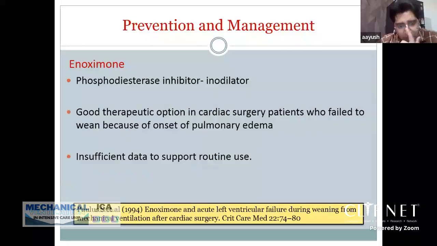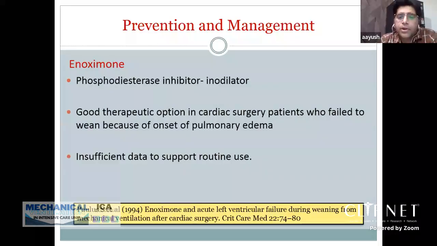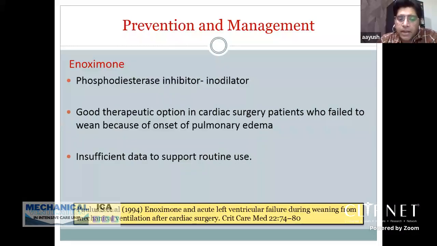Inoximone seems to be a good therapeutic option in cardiac surgery patients who fail to wean because of pulmonary edema, but there is insufficient data to support the routine use of inoximone. Inoximone is a phosphodiesterase inhibitor, and again, like levosimendan, it has predominant inodilator action.